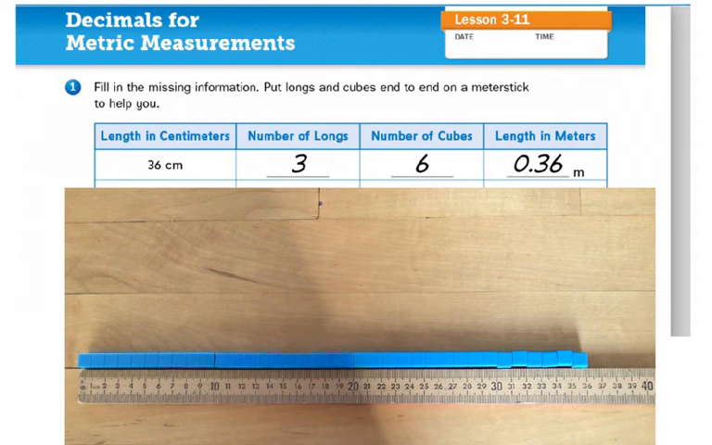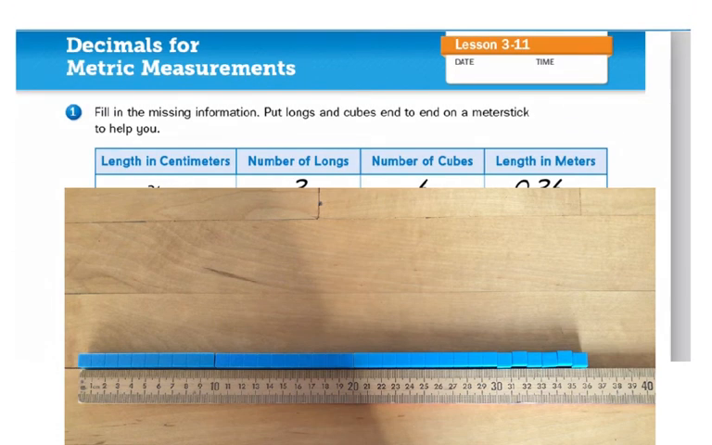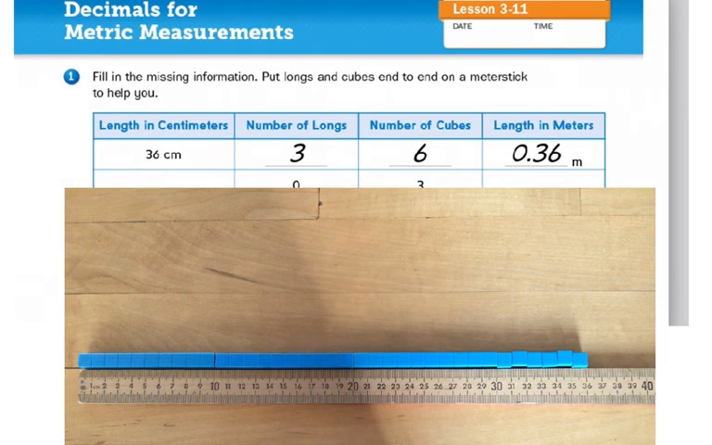We're going to go ahead and move into our math journals, and I'm going to use a meter stick along with some base 10 blocks to help you understand how to write metric measurements with decimals. You're going to go ahead and open up your math journal to lesson 311, and we're on page 95. Page 95.